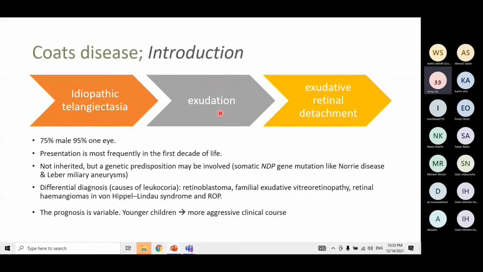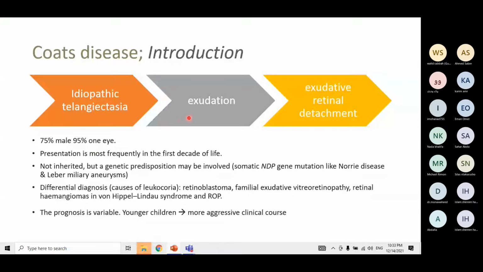On the contrary, retinoblastoma can occur in males and females. It may be unilateral or bilateral. It causes leukocoria rather than xanthocoria, so it causes a more whitish red reflex. And if you find calcification, it goes more with retinoblastoma rather than Coats disease. Okay.